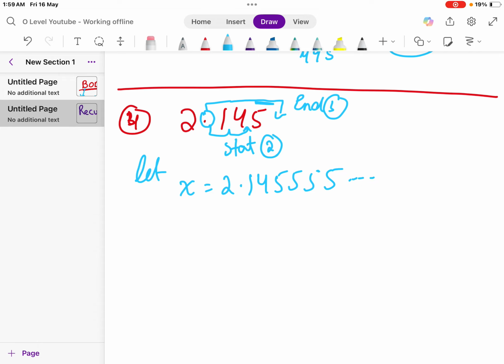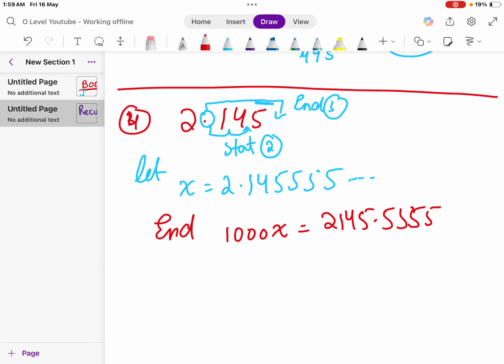x = 2.14555 and so on. Now after 3 digits the recurring number ends, so we have to multiply by 1000. It will become 1000x equals 2145.555 and so on. Now the start is after 2 digits, so we have to multiply by 100. So this will become 100x is equal to 214.5555 and so on.